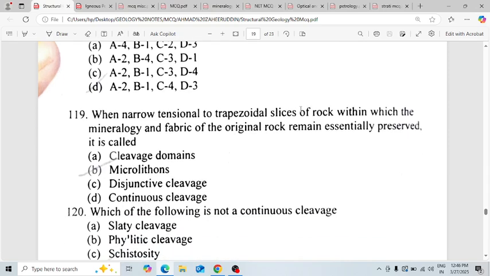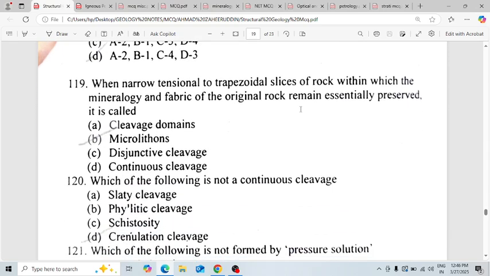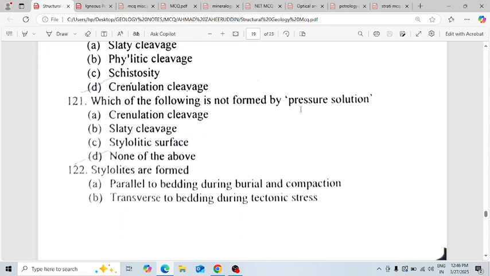When narrow tabular to trapezoidal slices of rock within which the mineralogy and fabric of the original rock remain essentially preserved, it is called microlithons. Which of the following is not a continuous cleavage? Granulation cleavage. Which of the following is not formed by pressure solution? Granulation cleavage, slaty cleavage, and stylolitic surface.